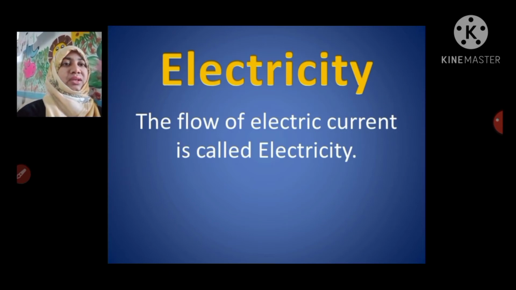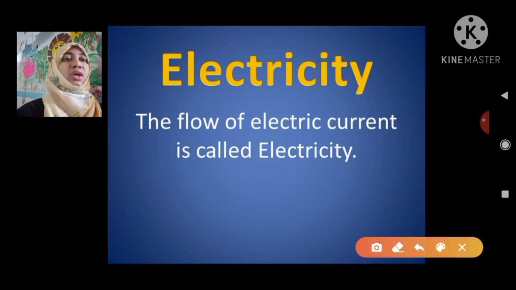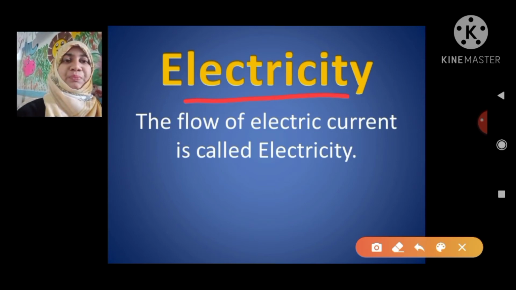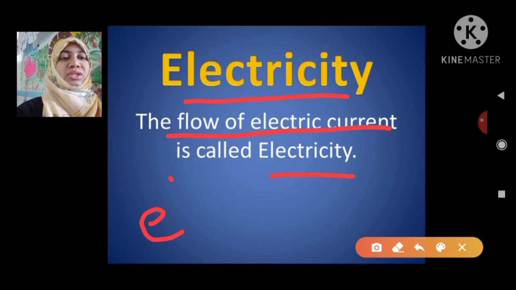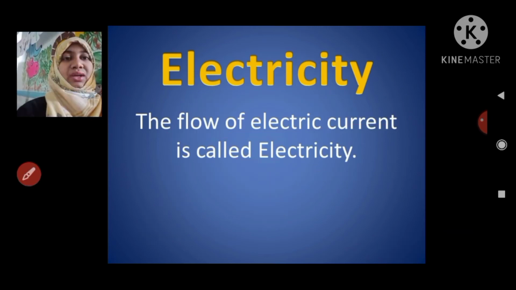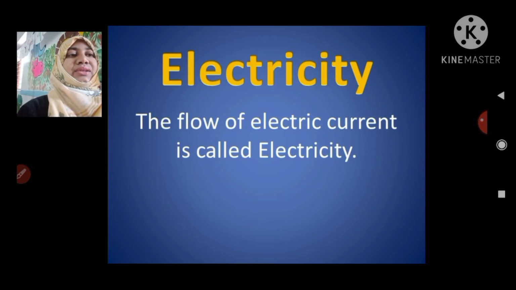Here the definition is: electricity is nothing but the flow of electric current. The flow of electric current is known as electricity. Flow of electric current means positive and negative charges will flow. So that flow is known as the electric current. So the flow of electric current is called electricity.